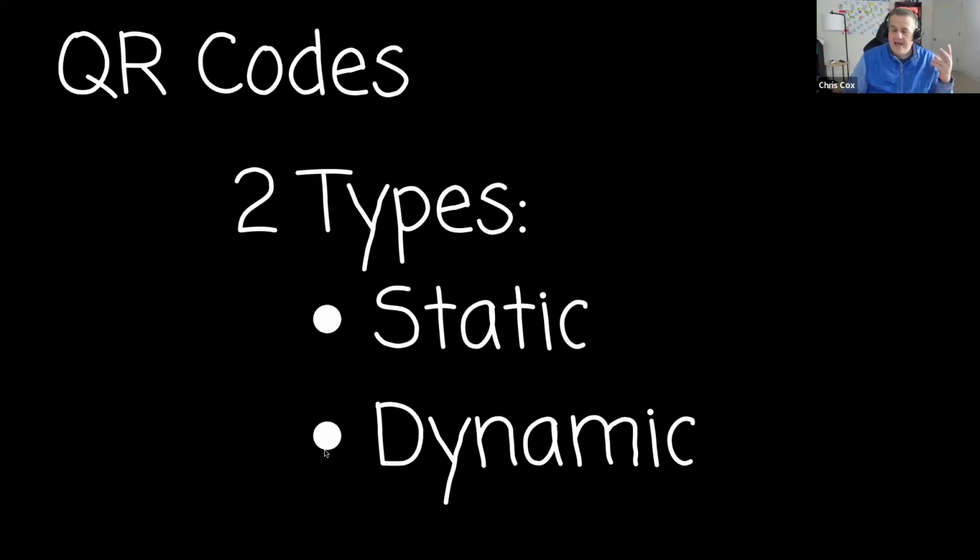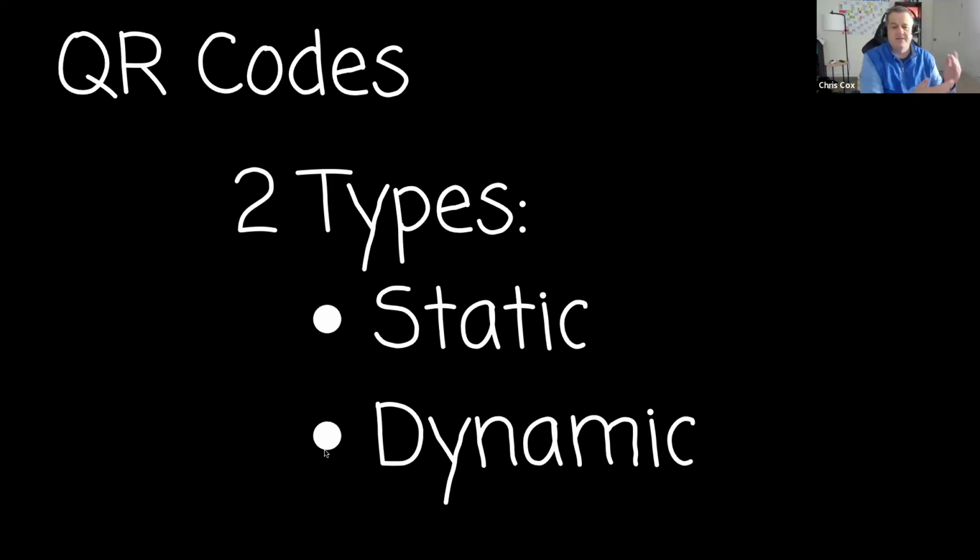So again, there are two types of QR codes specifically. We're going to talk first about QR codes, and then we're going to talk about their little brother, link shorteners. But we're going to start with QR codes. There are two types that you need to think about: static QR codes and dynamic QR codes.